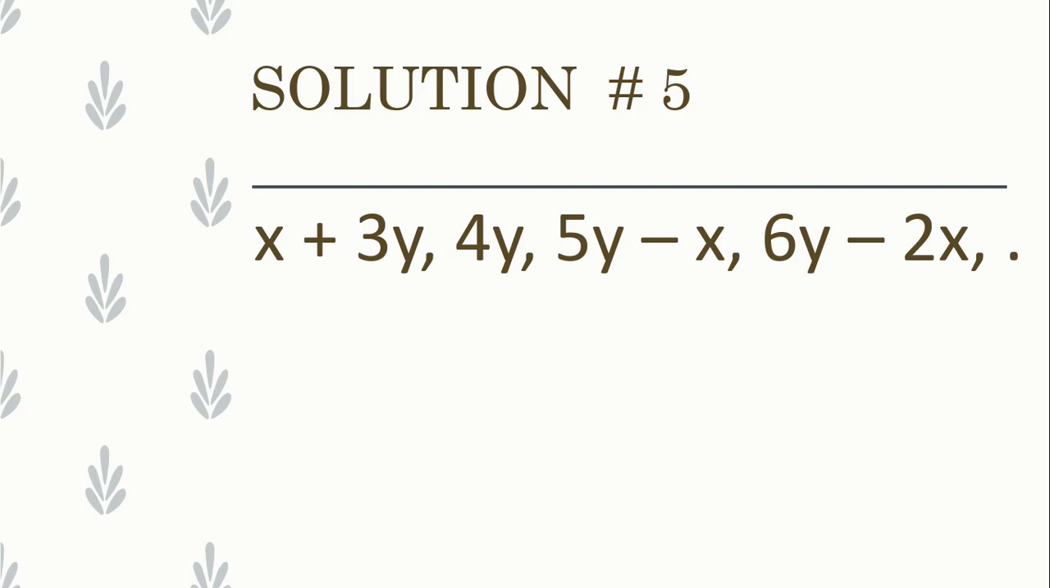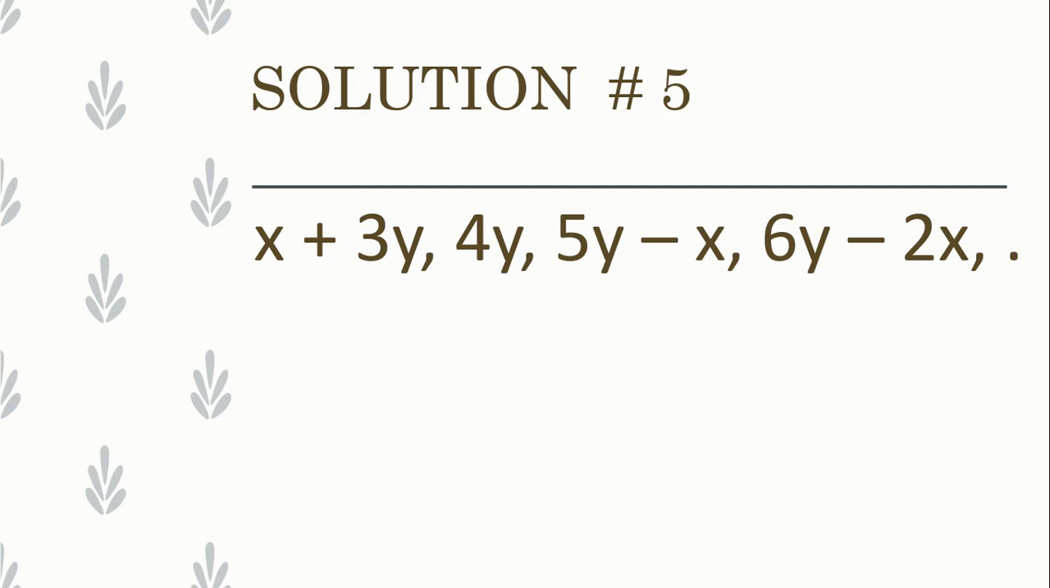Number 5. The given sequence is x plus 3y, 4y, 5y minus x, and 6y minus 2x. In this example, the terms of the sequence are represented by algebraic expressions. Remember, terms in a sequence are separated by commas, so do not be confused in identifying the terms of the sequence. Let's now solve for the common difference of this sequence.